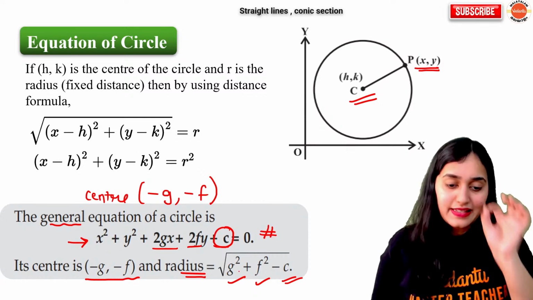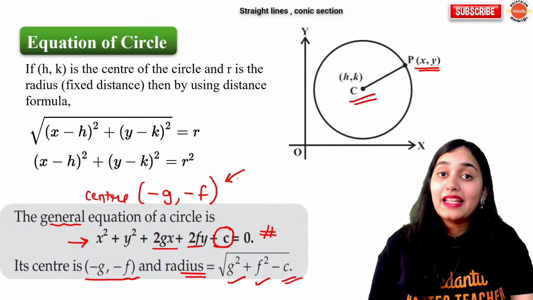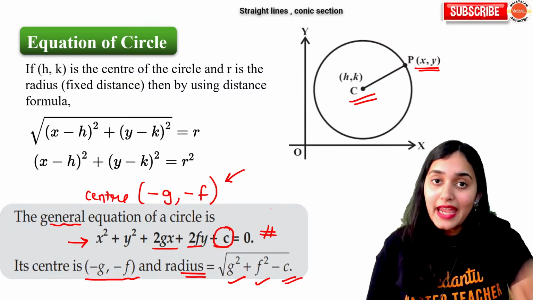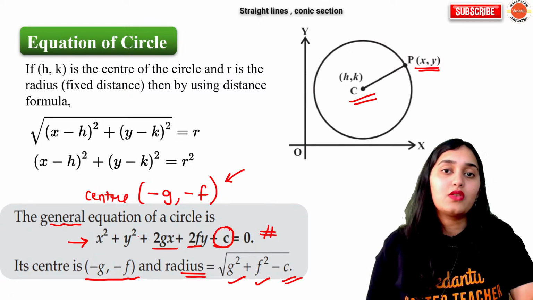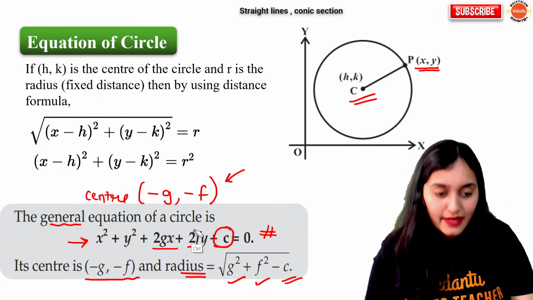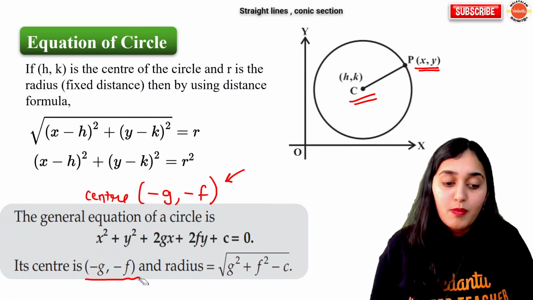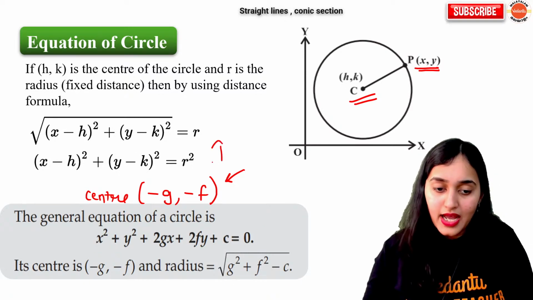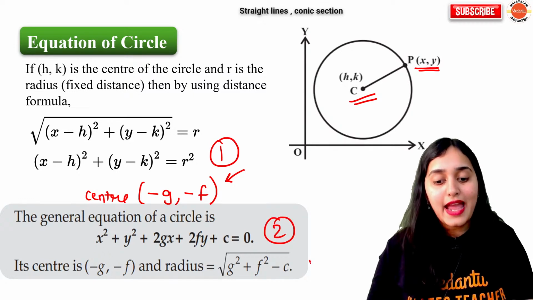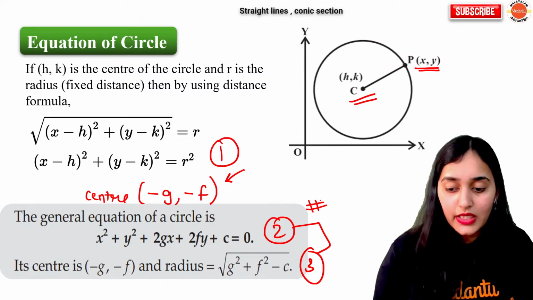Fine? Is everyone able to understand this? My center of the circle is (minus g, minus f). Then the general equation will be x square plus y square plus 2gx plus 2fy plus c is equal to 0. Now why am I saying that this is important? Because more than the first formula, you will be using this formula and the radius formula. These two formulas are very important for this chapter.